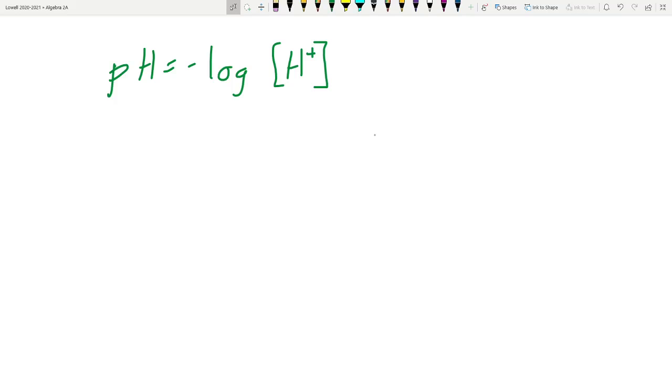So pH, you might have heard this term before, is a measure of how acidic something is. Okay? Now, this is how it is calculated. The pH is simply equal to the negative log base 10. That's why I didn't write it there, because it's implied. It's base 10 of this number. What is this number? This thing right here simply represents the concentration of H plus, the hydrogen ion.